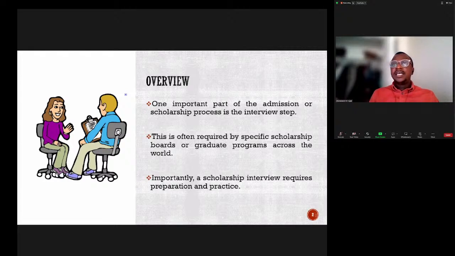Then again, some programs, even before they consider you for funding, just for them to consider you for admission, like in the UK, I applied to University of Birmingham. I was trying to use them for the Commonwealth scholarship. They had to sit with me and organize an interview just to know if I'm the right fit for the program before they would even give me admission. So these are the kinds of scenarios where an interview can actually come up.